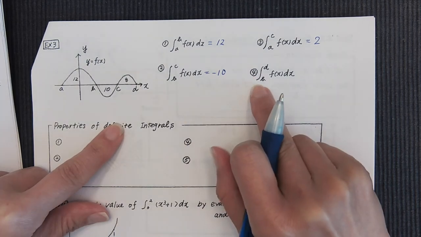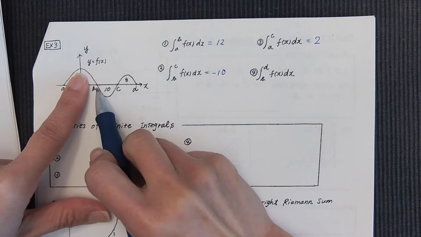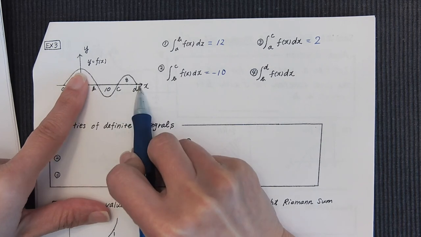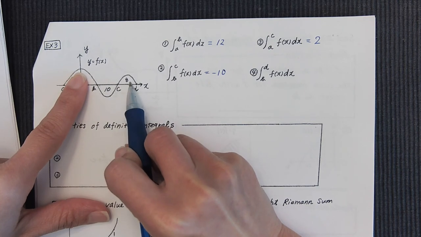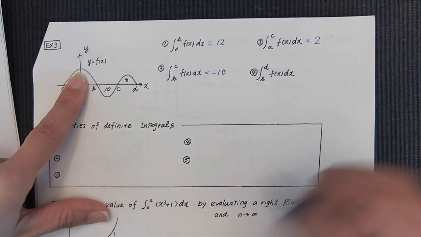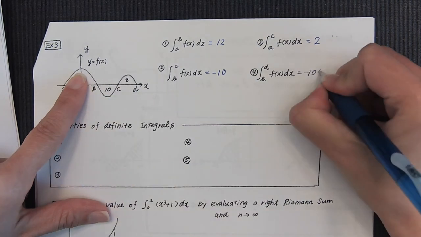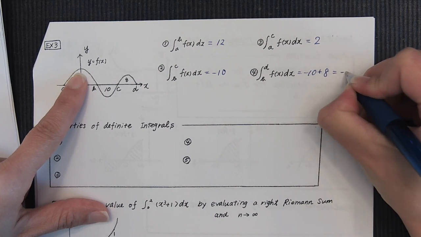How about number 4? From B to D. Negative 2? Negative 2, that's it. Because this is more negative and here's a positive 8. Yeah, it's a negative 2. Negative 10 plus 8. The answer is negative 2.